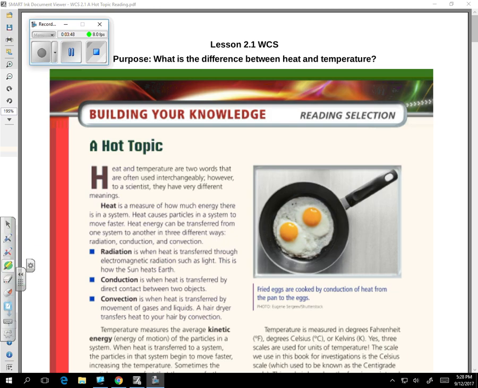The third way that heat moves is through convection, which is when heat is transferred by movement of gases and liquids. A hair dryer transfers heat to your hair by convection. Again, we have another bold word. So I need you to circle convection and underline convection is when heat is transferred by movement of gases and liquids. And in the margin, I need you to write heat is moved by gas or liquid.